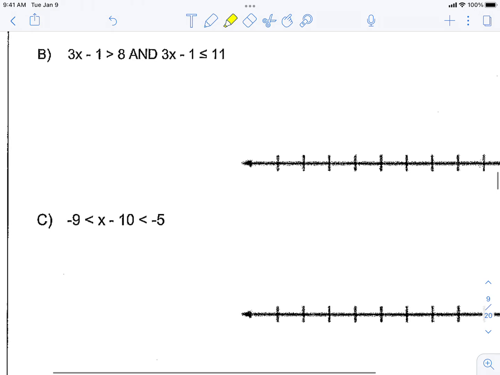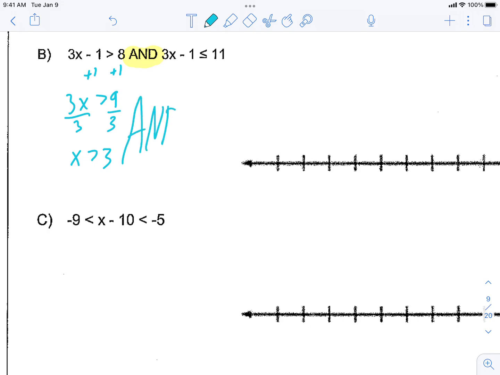B. Okay, first I notice it's an "and." Maybe you want to circle the ands or the ors right away. I'm still solving it the same way. Add 1 on both sides. Divide by 3. Notice I brought down the word "and." Right side: still going to add 1, and I'm still going to divide by 3. And I get my answer: x is less than or equal to 4.